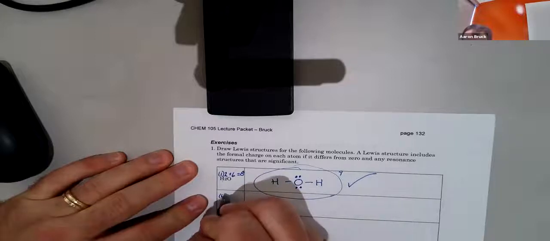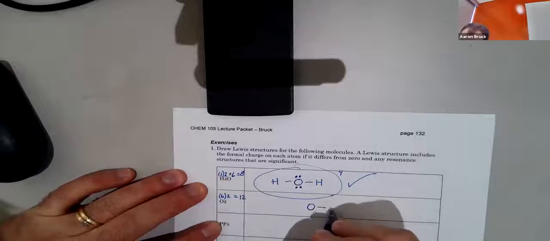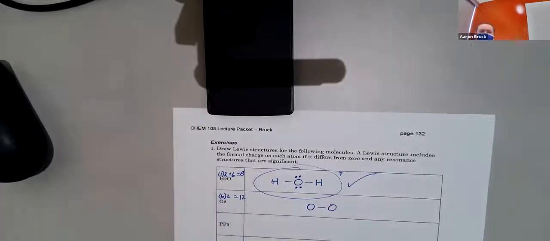Let's look at a slightly more complicated example. The oxygen molecule, O2. I've got 6 valence electrons per oxygen for a total of 12 electrons overall. Now, when I have only 2 atoms, we don't really need to concern ourselves with the center atom because neither of them are really the center. So I'm just going to draw both oxygens here with a single bond in between.